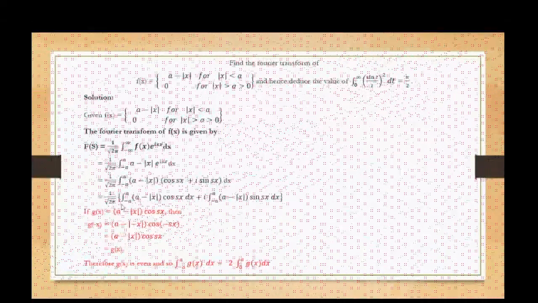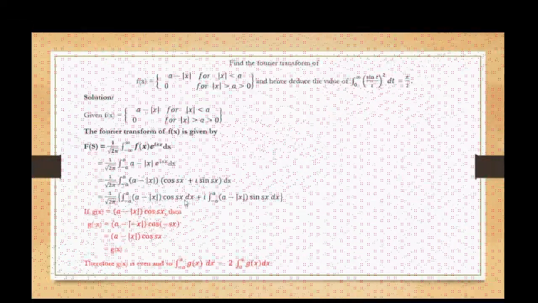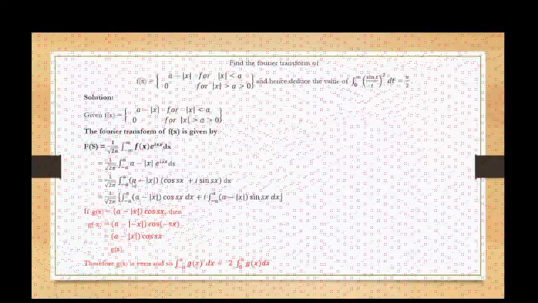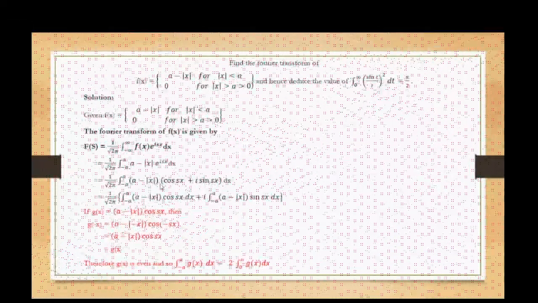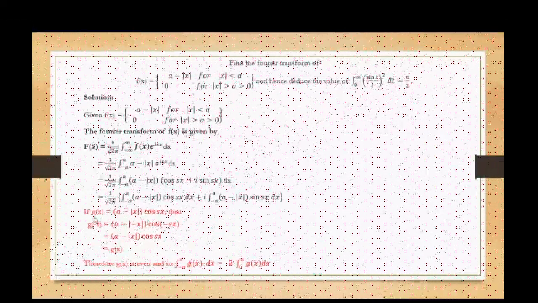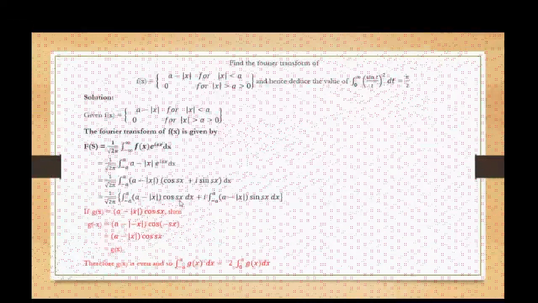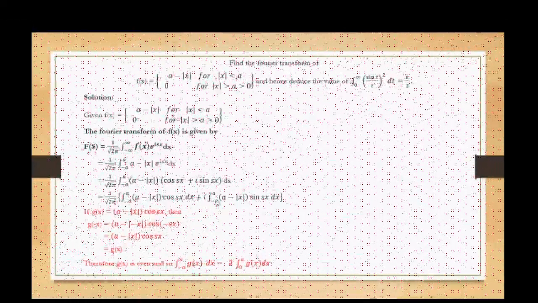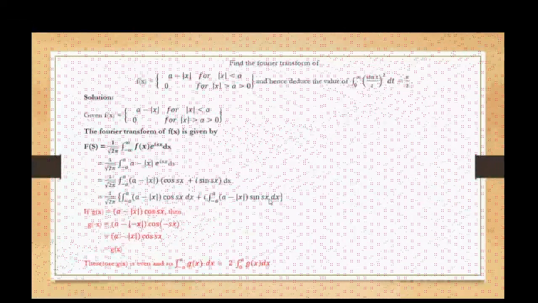Okay, so 1 by root 2 pi, your function can be multiplied with both the terms: integral from minus a to a of (a minus modulus x) into cos sx dx, plus i into integral from minus a to a of your function (a minus modulus x) into sin sx dx. See, your first function, let it be considered as g of x, so g of x is equal to (a minus modulus x) into cos sx, and your second function, the imaginary part function (a minus mod x) into sin sx, is treated as h of x.